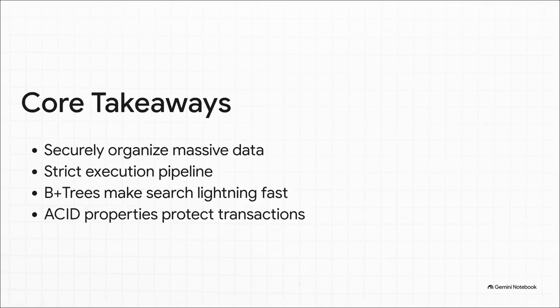Okay, as we wrap up this explainer, let's quickly review our core takeaways. Databases are highly specialized engines built to securely organize massive amounts of data. Every time you interact with an app, your queries follow a strict pipeline, from tokenization all the way to execution. Under the hood, genius structures like B+ trees make searching through millions of items happen in mere milliseconds. And through it all, ACID properties and write-ahead logs are standing guard to protect your transactions from the absolute chaos of network failures and power outages.